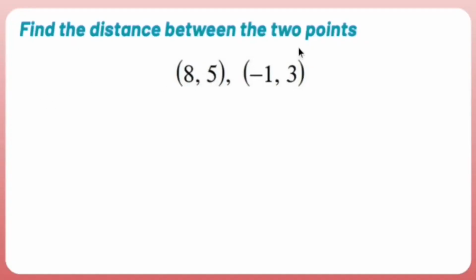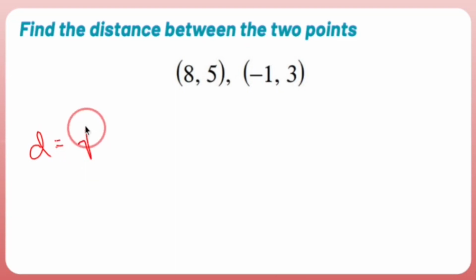Find the distance between the 2 points (8, 5) and (negative 1, 3). Now, I could graph that and do what I did in a previous video and make a right triangle, but I'm not going to. I'm going to use what's called the distance formula.